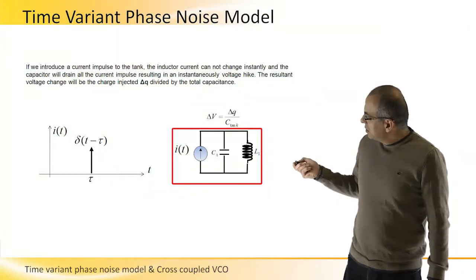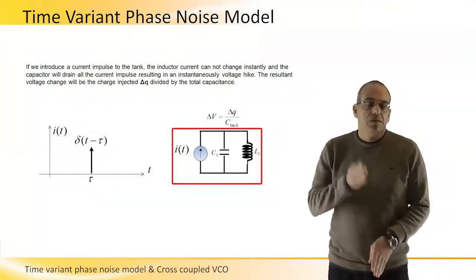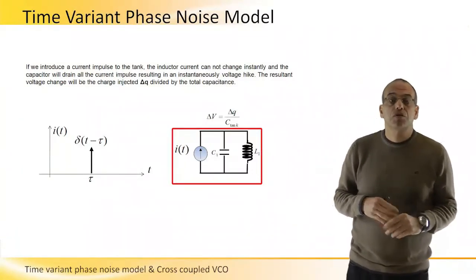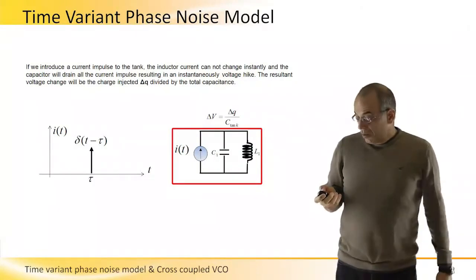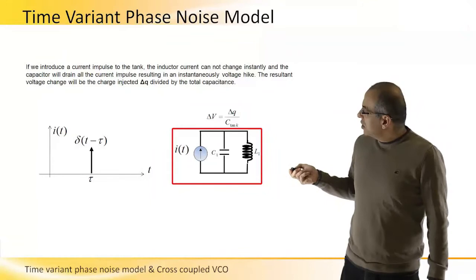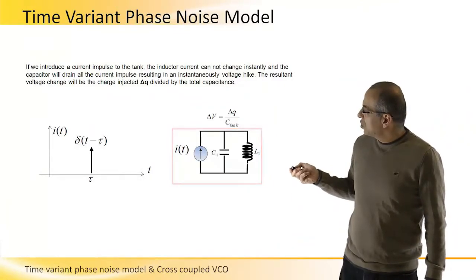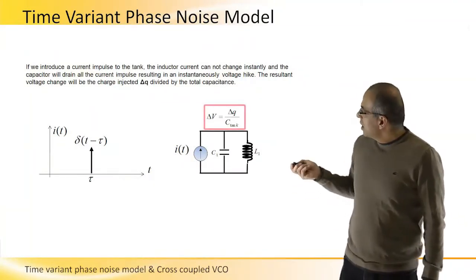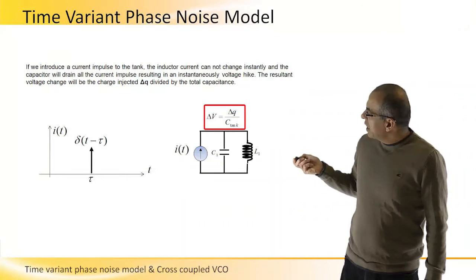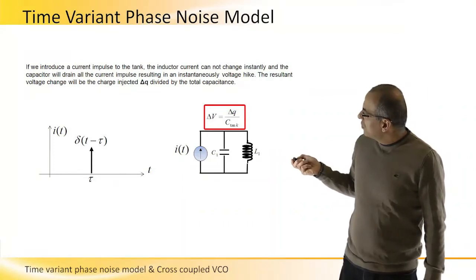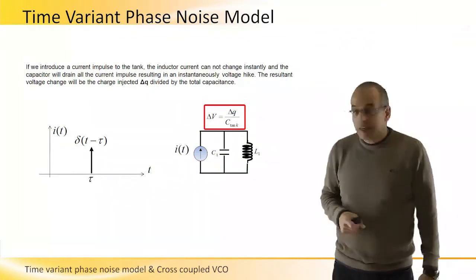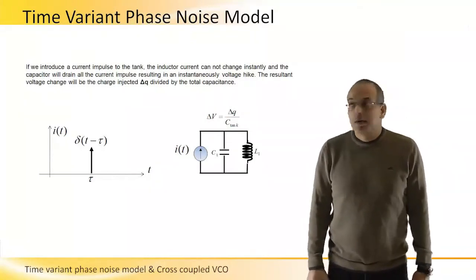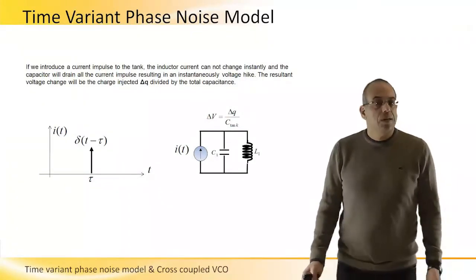We find that the current through the inductor cannot change instantly. This is a known physical phenomenon. And so this current that we inject must actually add voltage to this capacitor by charging it very, very fast. And this delta V will be the amount of charge that is added divided by the capacitance in the tank, which is also another known figure from electrical engineering.